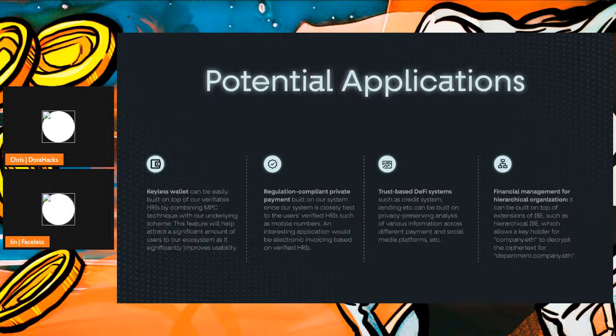The second application is regulation-compliant private payment, right? It can be easily built on top of our system, because if you go to a traditional banking system, let's say you go to a bank and want to open a bank account, the first thing the bank staff member is going to ask for is your identity card, or maybe your driver license in the US, right? Because they want to perform KYC based on your verified ID. In our case, since our scheme is designed based on your verified HRIs, it's easy to build this type of regulation-compliant payment scheme.